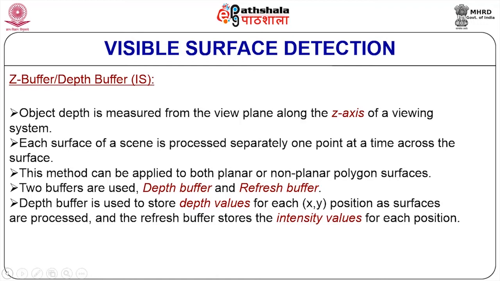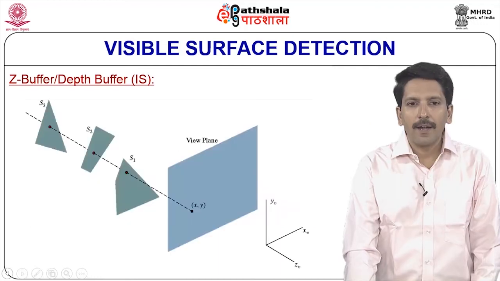Okay. Two buffers are used, one is the depth buffer and the other one is the refresh buffer. The depth buffer is used to store depth values for each xy position as surfaces are processed. The important statement is given there for this Z buffer algorithm: the depth buffer stores depth values, and the refresh buffer stores the intensity values at a given xy position, as we process a frame.